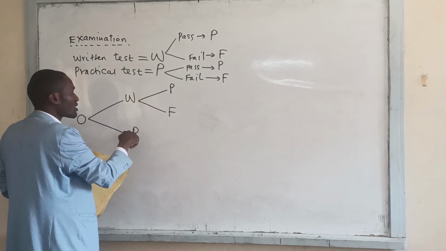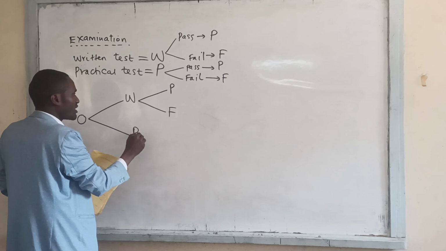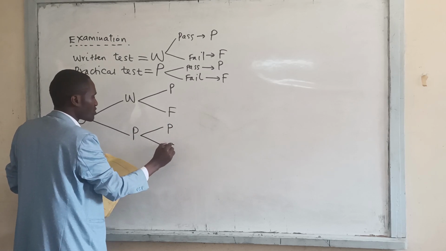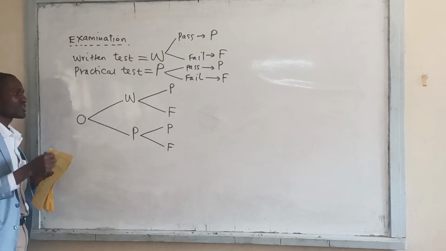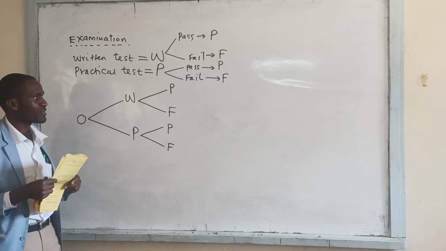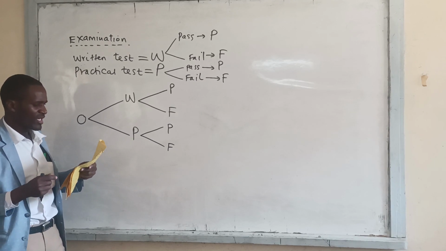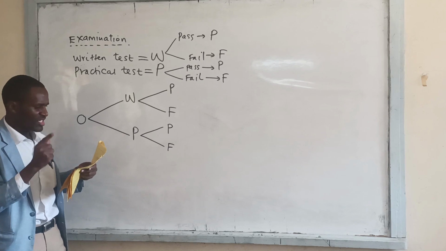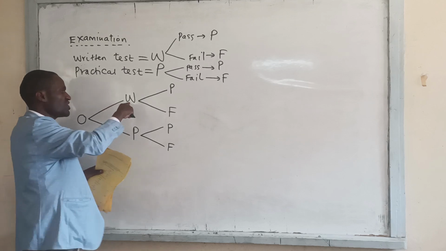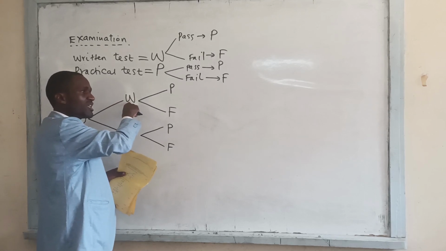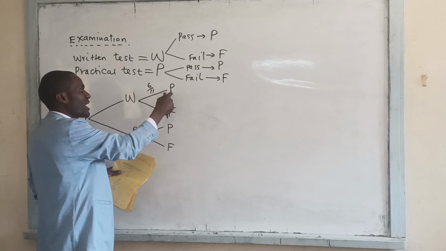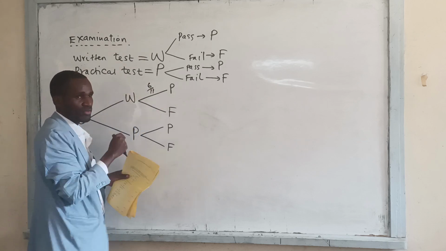When I come back to the practical test, the person can either pass it or fail it, depending on the number of times the person has attempted these tests. Listen to this: the probability that a candidate passes the written test is 6 over 11. This is our written test. So pass written test, 6 over 11.